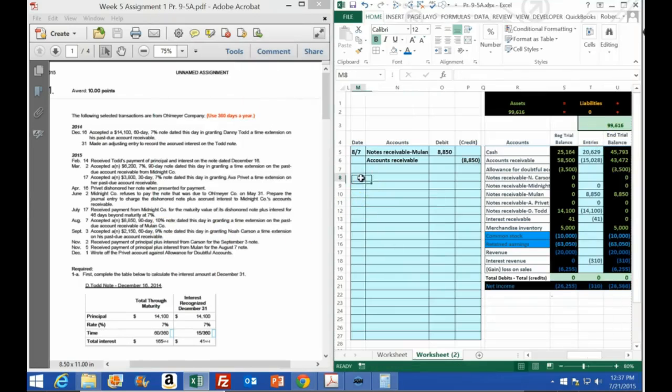Take a look at the next transaction that happens on 9/3. Accepted a 2150 90-day 9% note dated and granted for Carson a time extension. Same thing. So Carson didn't pay us.